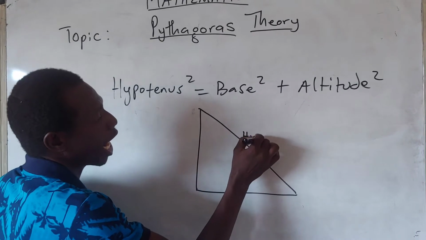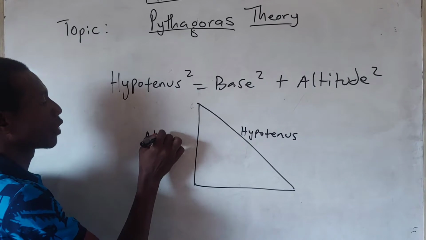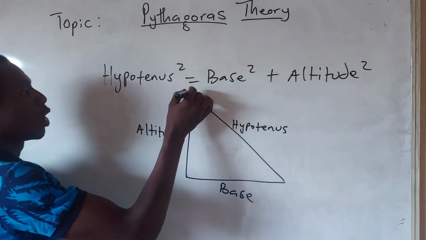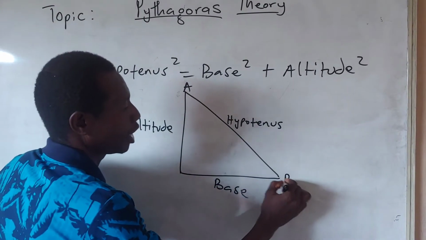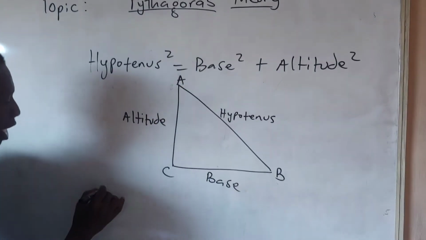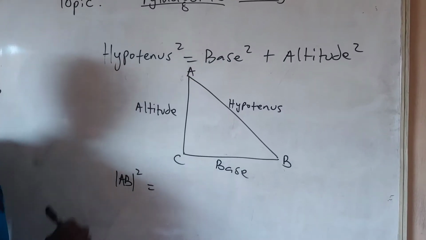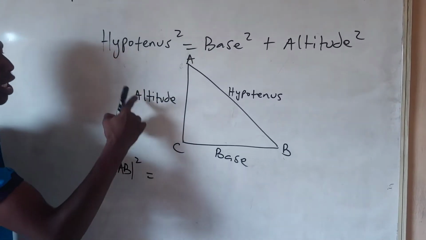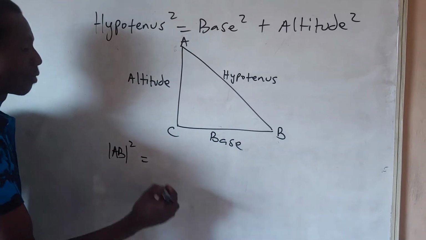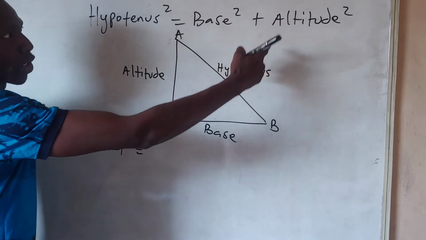be what we call the hypotenuse. Now this will be the altitude and this will be the base. So let us call this A, B, and C. So the longest side is the line AB. So line AB square, which is the hypotenuse, will be equal to what? The sum of the square of the other two sides. That is to say, the base square plus the altitude square.